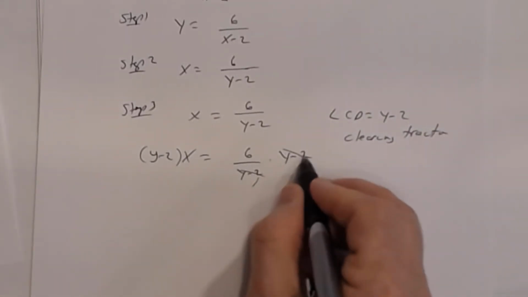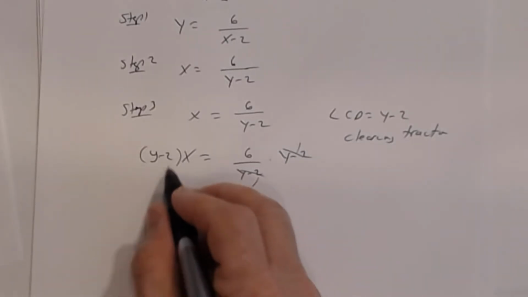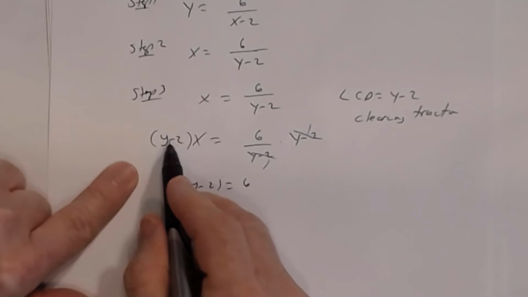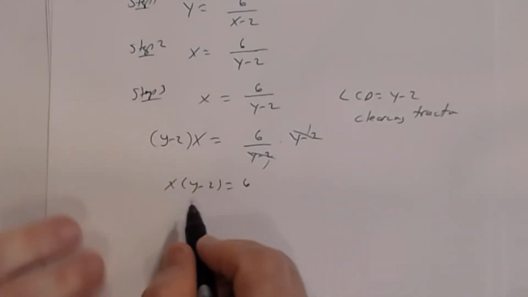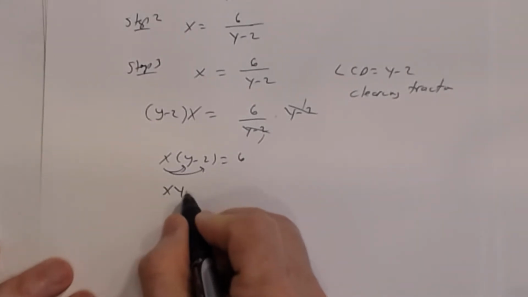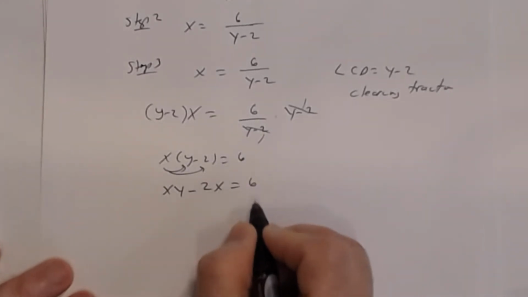So these y minus 2's divide out, and you get x. I'm going to rewrite it like this. X times y minus 2 equals 6. Now distribute, get rid of the parentheses. You get xy minus 2x equals 6.